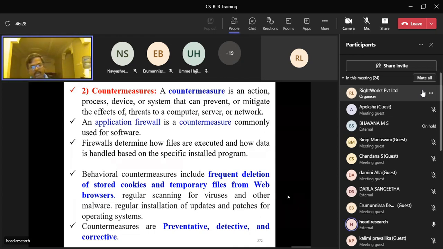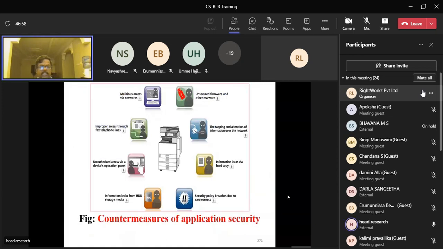So a countermeasure is nothing but a firewall. Firewall is software to protect against unwanted websites, okay, unauthorized websites. So that is called countermeasures. Then these are the preventive, detective, and corrective countermeasures usually. Then see, the countermeasures are measures of application security. You can call it malicious access via networks.